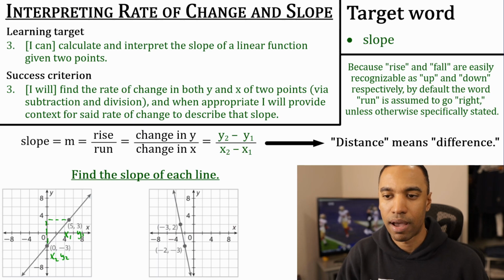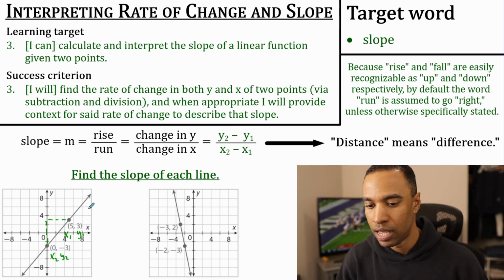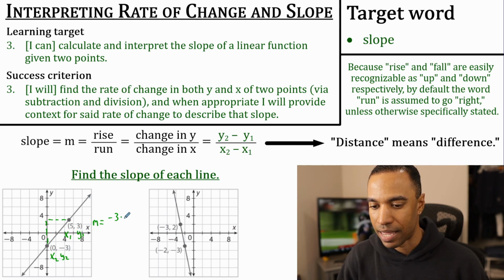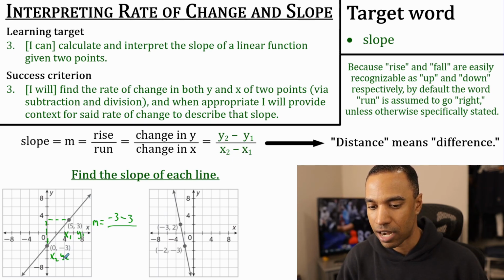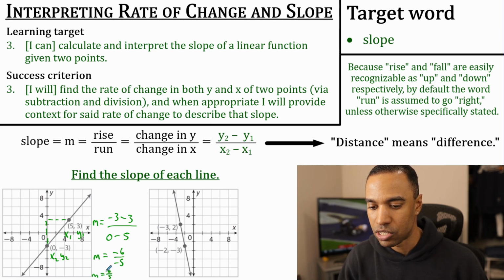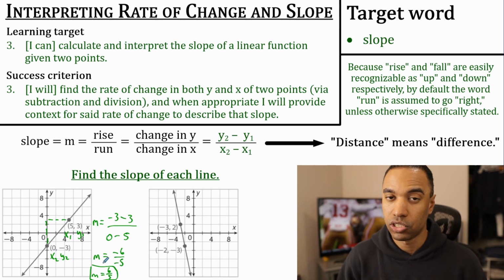If I use my y2 minus y1 over x2 minus x1, if I put negative 3 first, negative 3 minus positive 3 divided by 0 minus 5, I'm going to get negative 6 over negative 5. Now, a negative divided by negative is a positive. That still gets me 6 over 5. My answer didn't change.